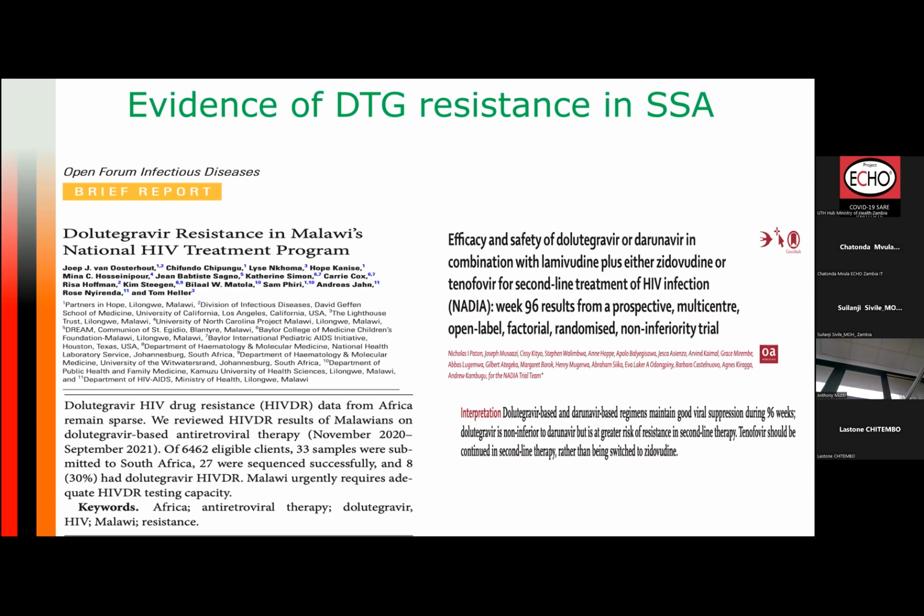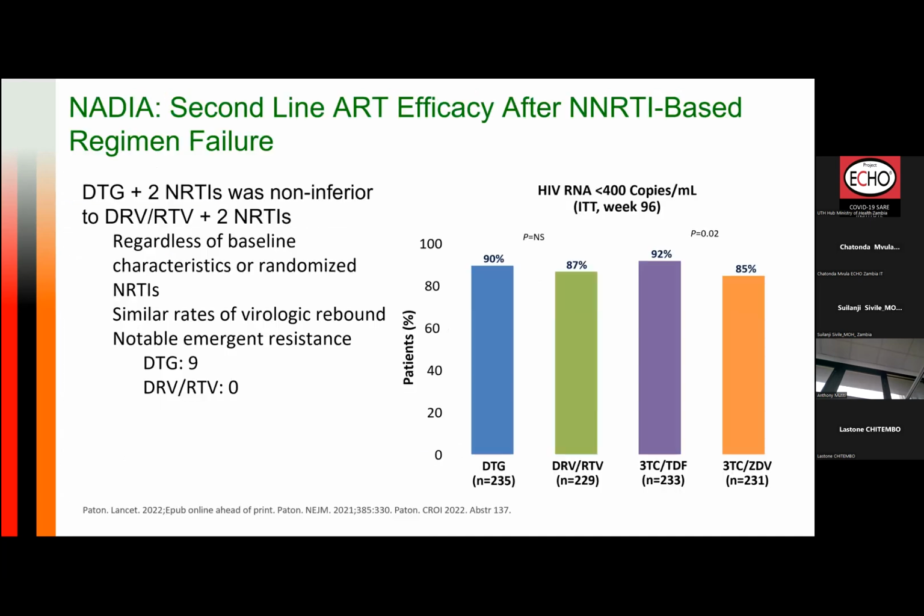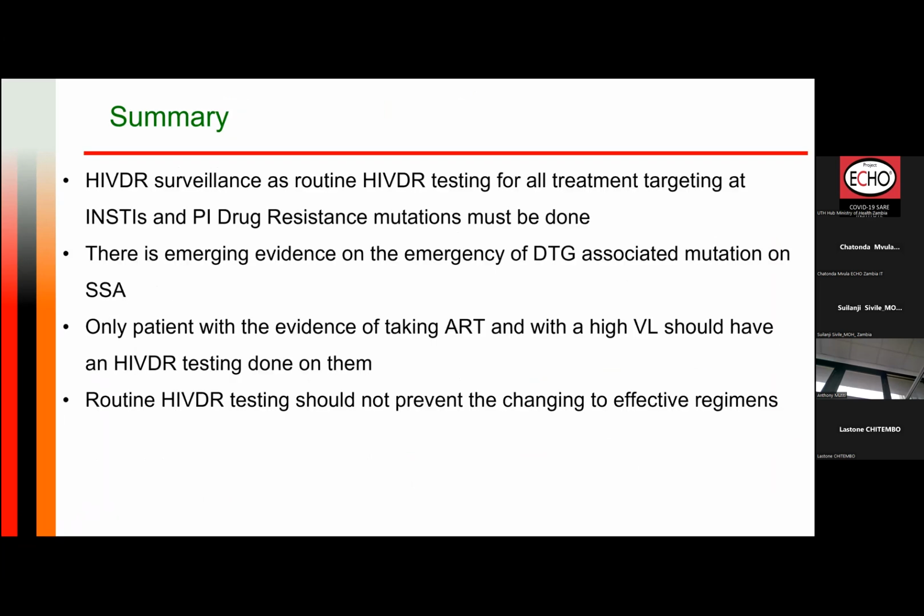Lastly, just want to say that we do have evidence now from Malawi that DTG resistance does occur. That's why we are saying let's prioritize all failures to DTG should have a genotype test. Also important to show here that in the NADIA trial, they did find some DTG resistance and no darunavir resistance. And that's why we are trying to ramp up the uptake for darunavir as a program, because seemingly it's got a higher genetic barrier to DTG. So this is the summary of my presentation.